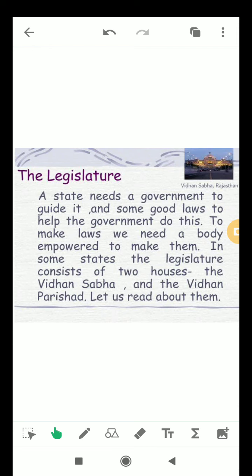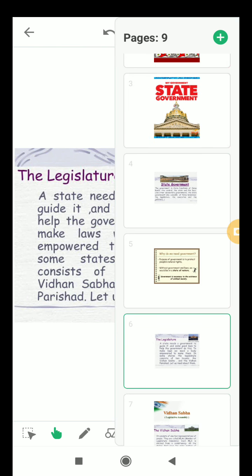Some states have the unicameral legislature. That means they have only one house of legislature. Other states have two houses of legislature. This is bicameral legislature. The two houses are the legislative assembly, or Vidhan Sabha, and the legislative council, or Vidhan Parishad. So let us know about Vidhan Sabha first.